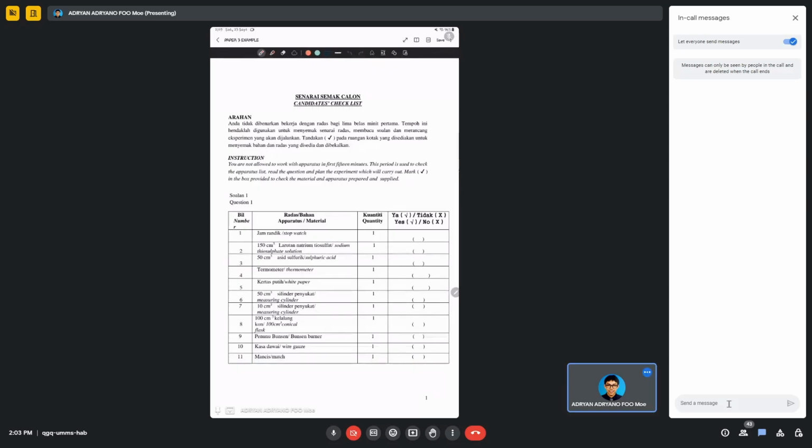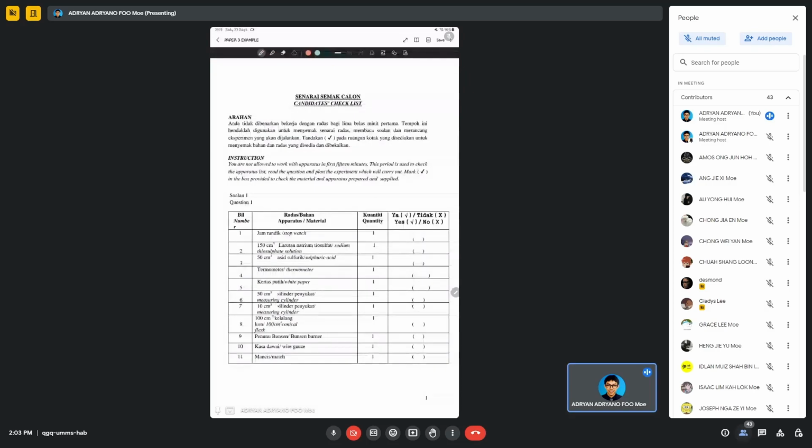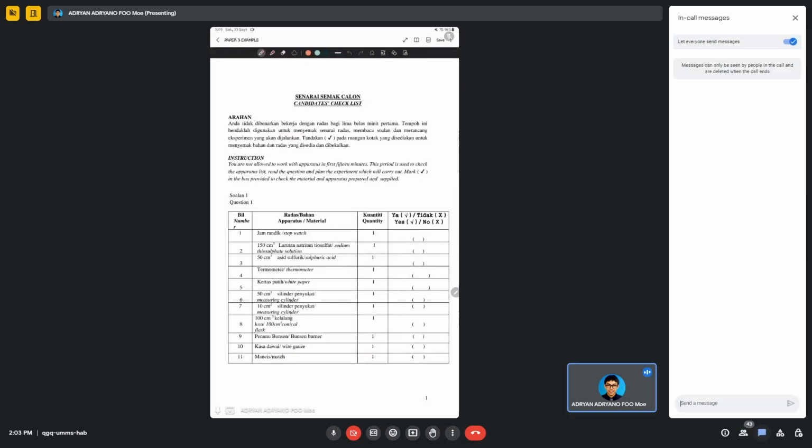Because, logically speaking, the experiments that you do are only under 45 minutes, and you don't have much time to wait for the results. So they will choose experiments that are easy to do and need less time. What are the possible experiments? Rate of reaction or heat of reaction that you learn in Form 5, or perhaps asking you to titrate something. Those that you can do under 45 minutes are the types of question that will usually come out. Alright, so let's begin.